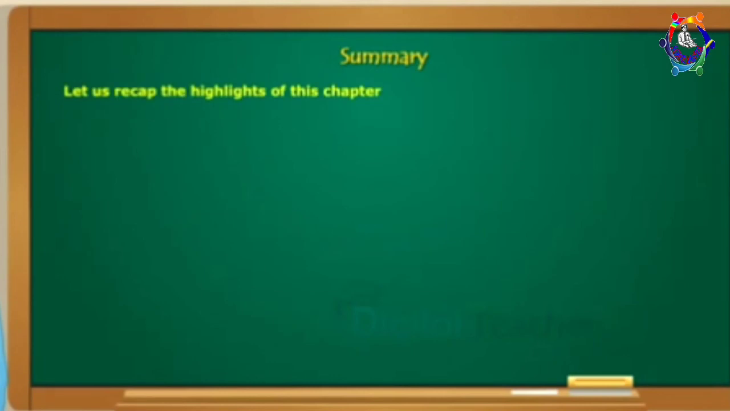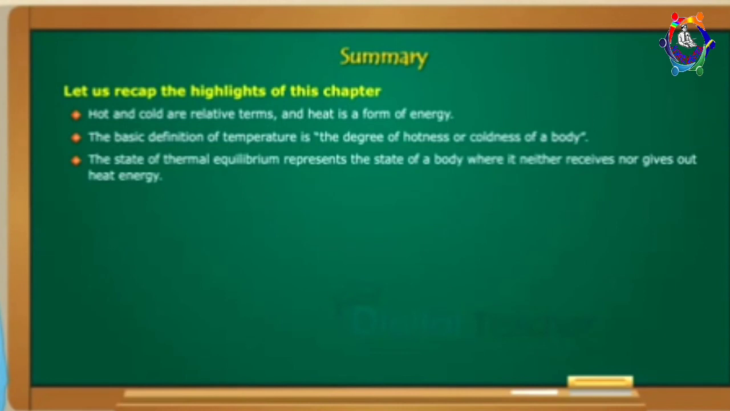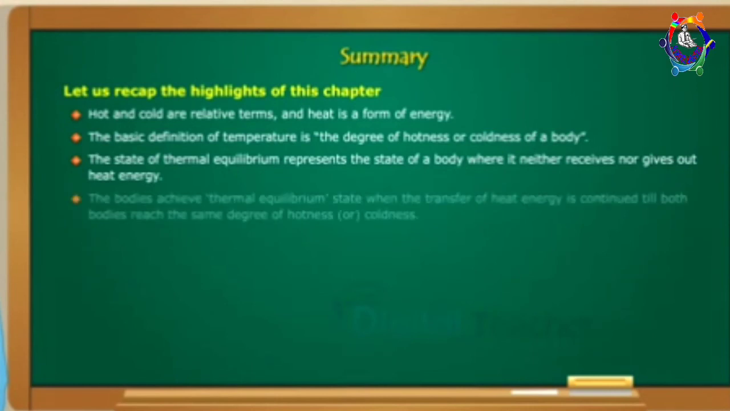Summary. Let us recap the highlights of this chapter. Hot and cold are relative terms, and heat is a form of energy. The basic definition of temperature is the degree of hotness or coldness of a body. The state of thermal equilibrium represents the state of a body where it neither receives nor gives out heat energy. The bodies achieve thermal equilibrium state when the transfer of heat energy is continued till both bodies reach the same degree of hotness or coldness.